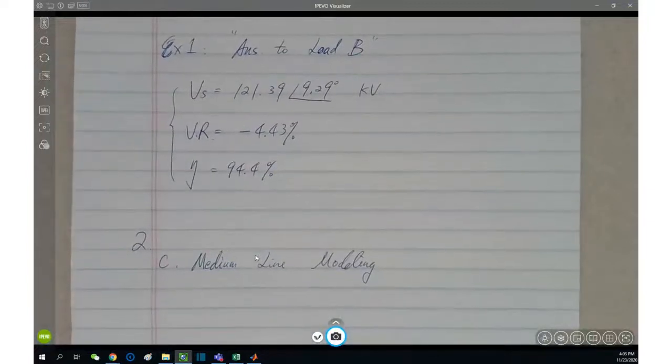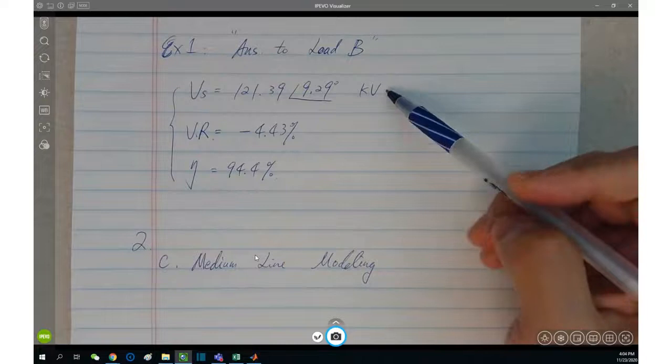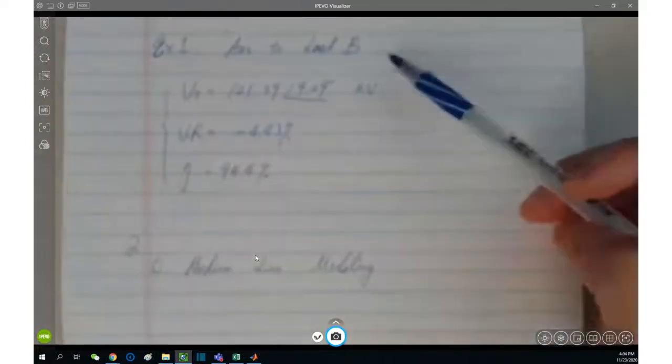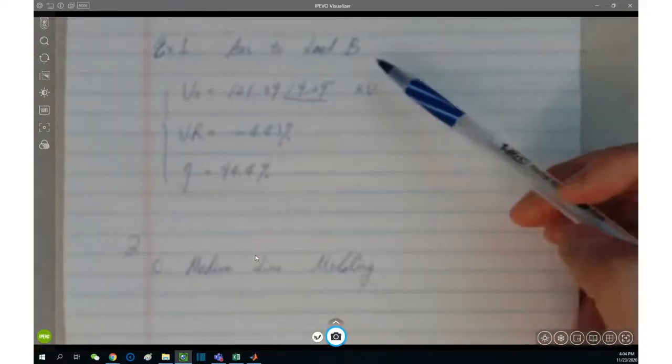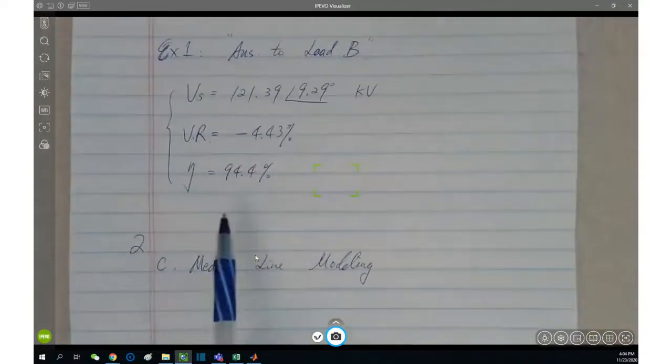First of all, we didn't do the second part of example 1 for the short line model. However, I'm presenting the answer for example 1, second part, which is for load B, because the first part pretty much is for load A, and the second is for load B here. So these are the answers.